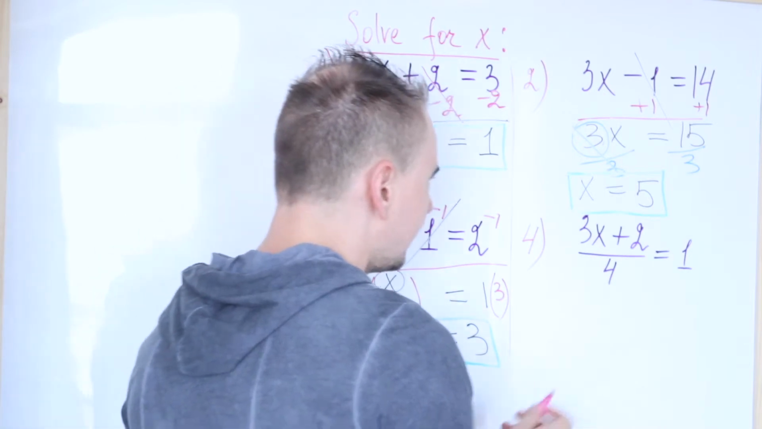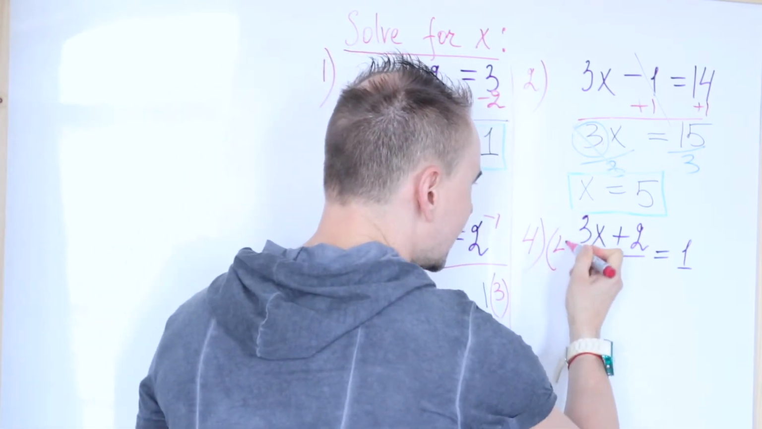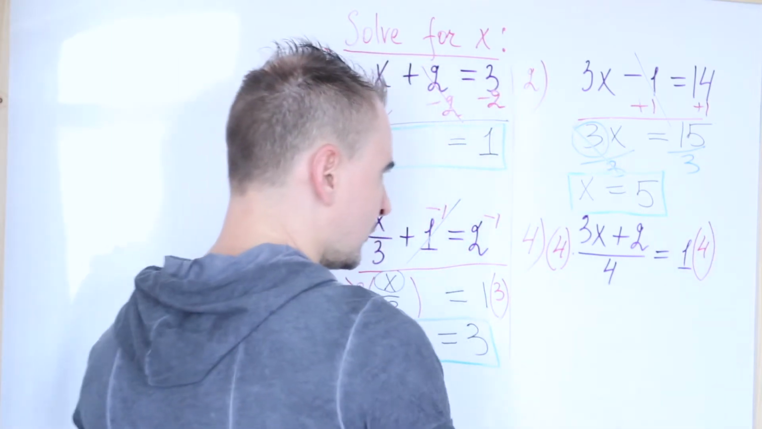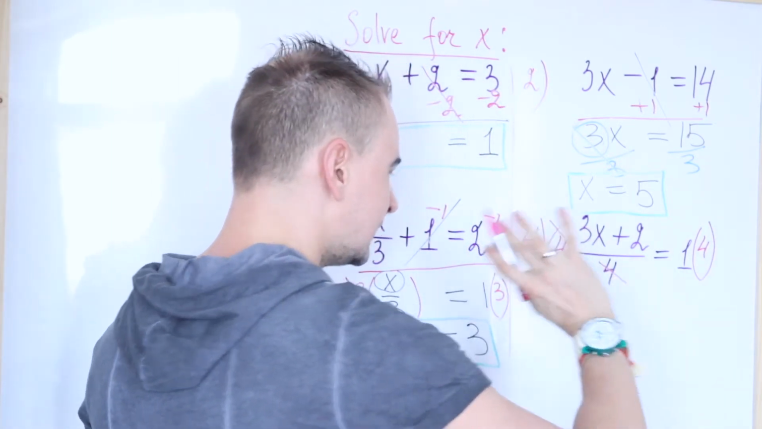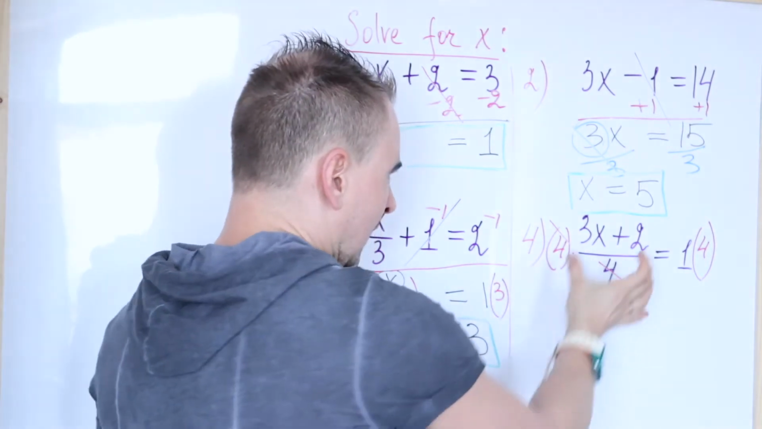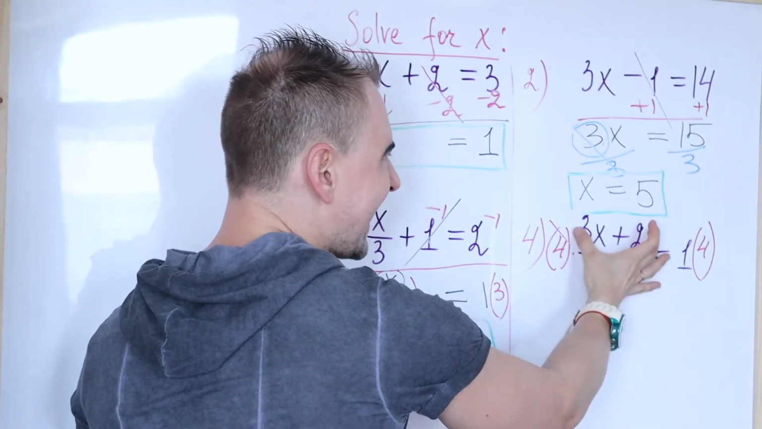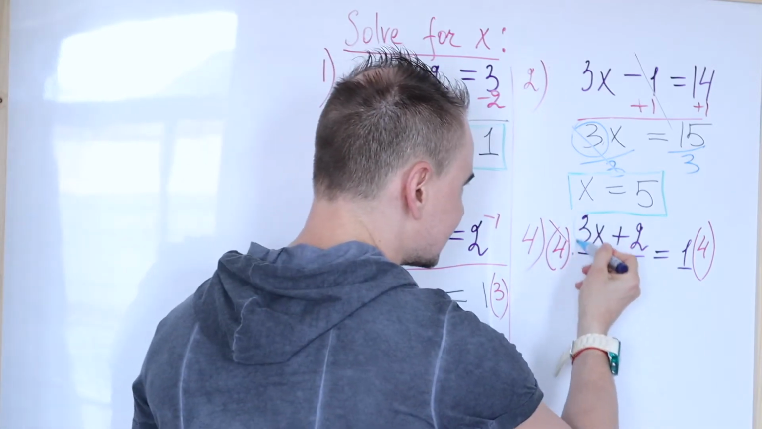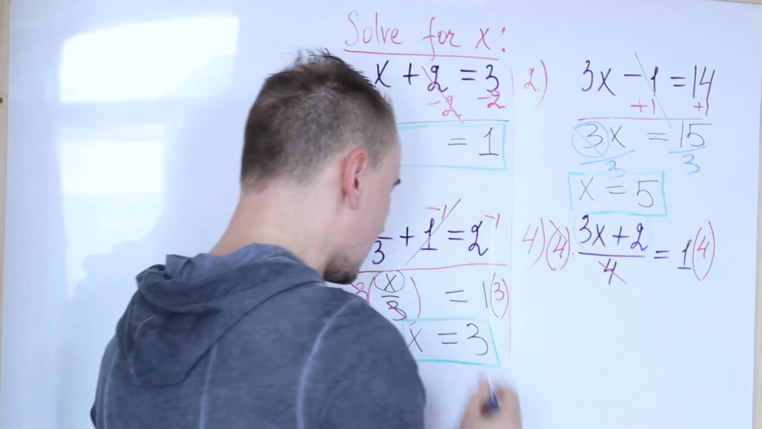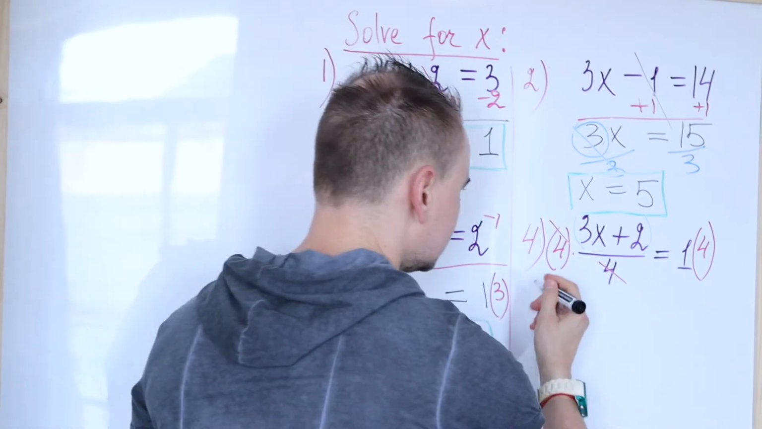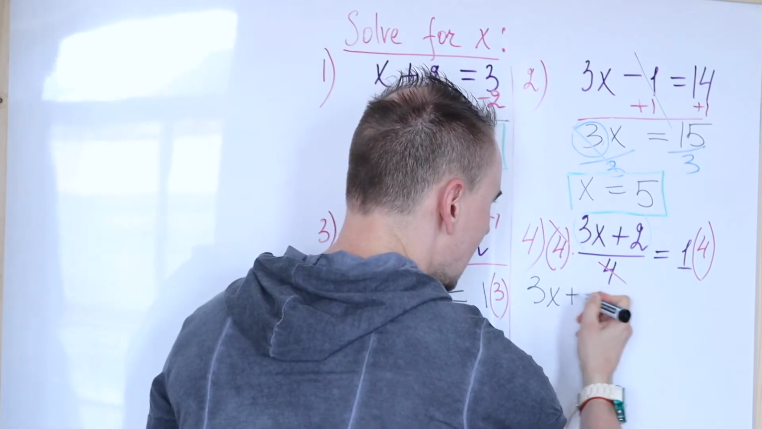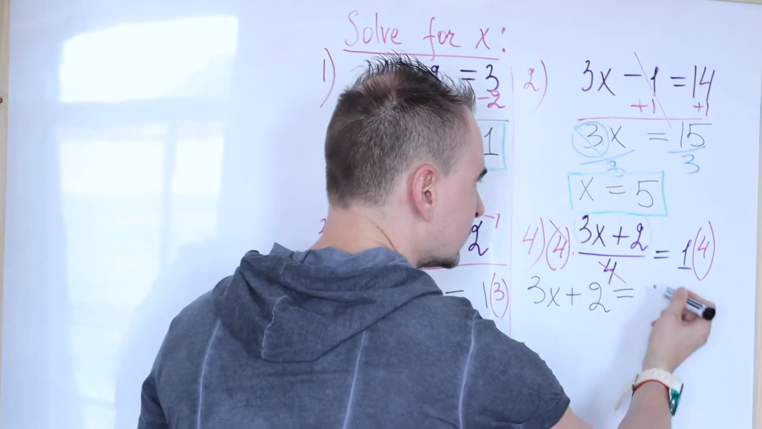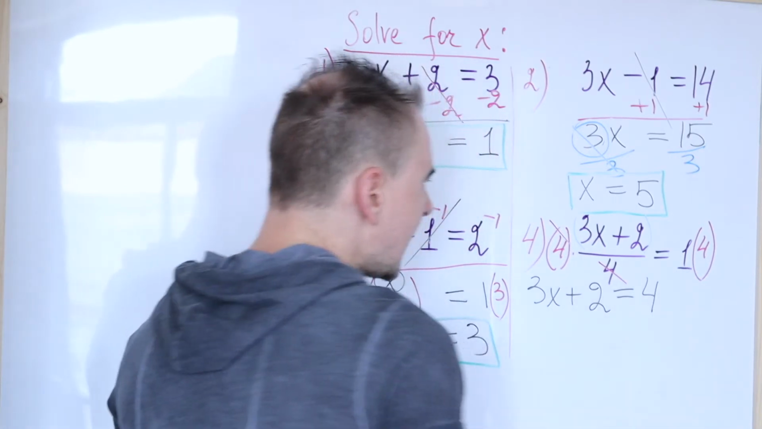So you multiply by 4 the left hand side, and you multiply by 4 the right hand side of your equation. So 4 goes away, drops out. Bring down the entire numerator. So in this case, it's this 3x plus 2. So drop it down. And on the right side, you would be left with 1 times 4. That would leave you just 4.